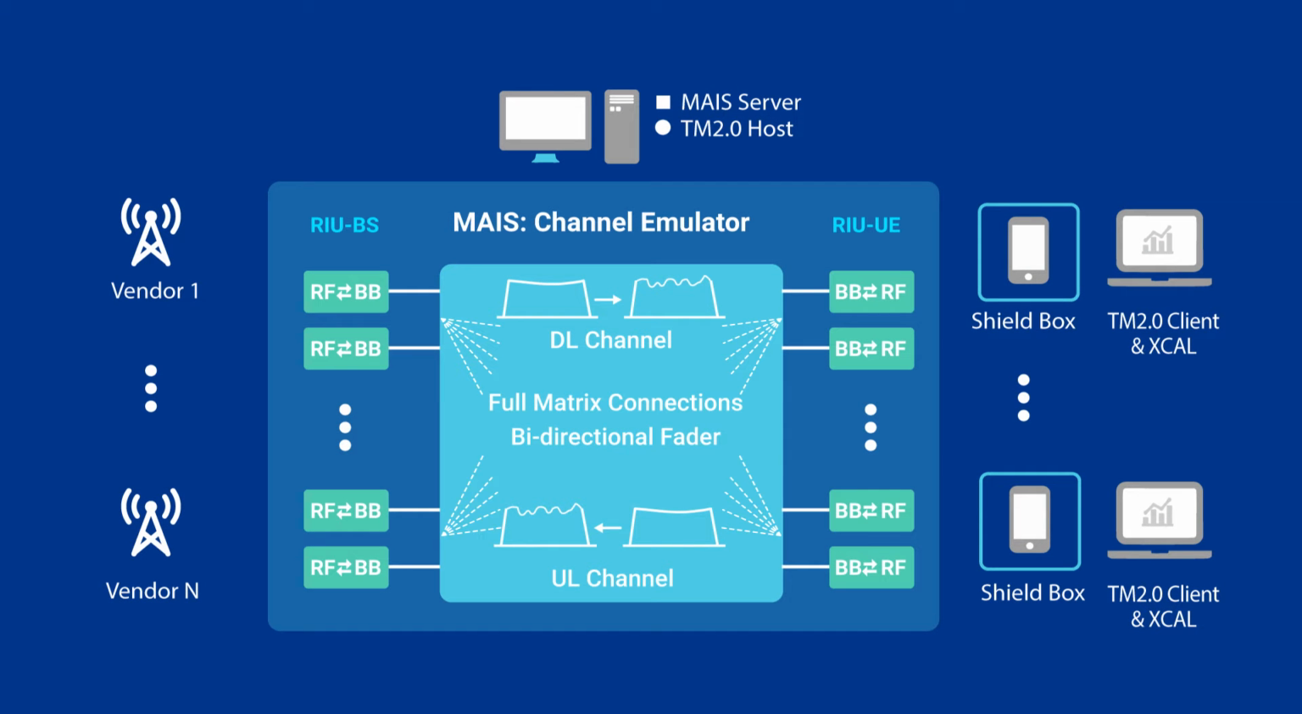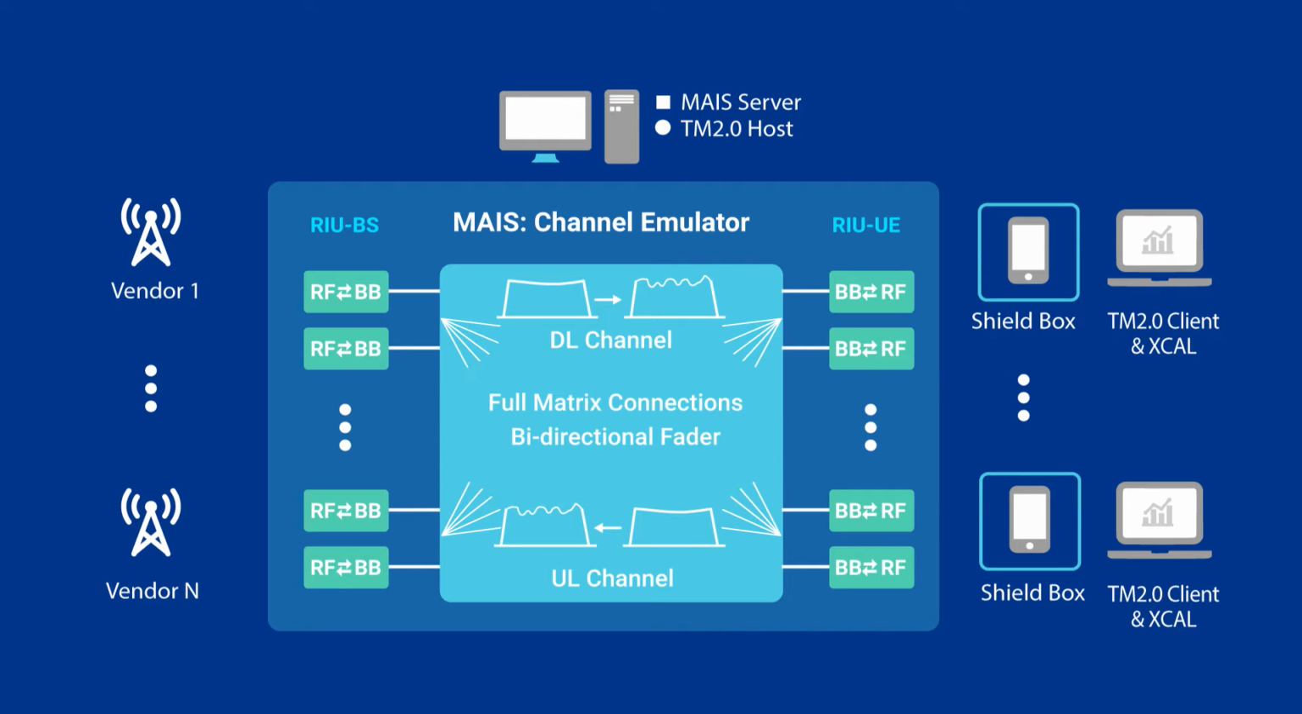MAIS has employed both RF and digital processing to effectively satisfy customers' requirements. It takes RF signal from a base station and down-converts it to a digital baseband signal. Connection matrix and fading are applied to the digital baseband signal based on user test cases. It is conducted by Test Manager. Then, the up-converted signal is delivered to the UE under test.